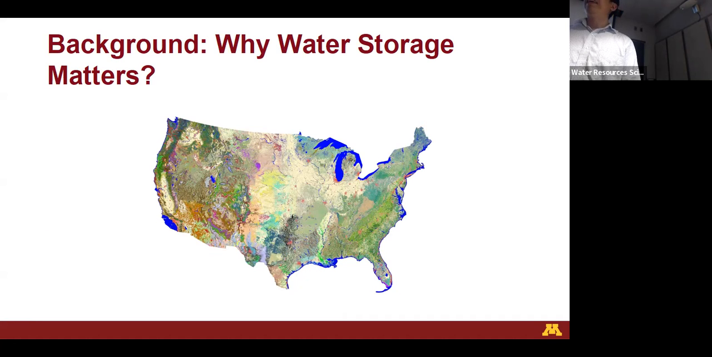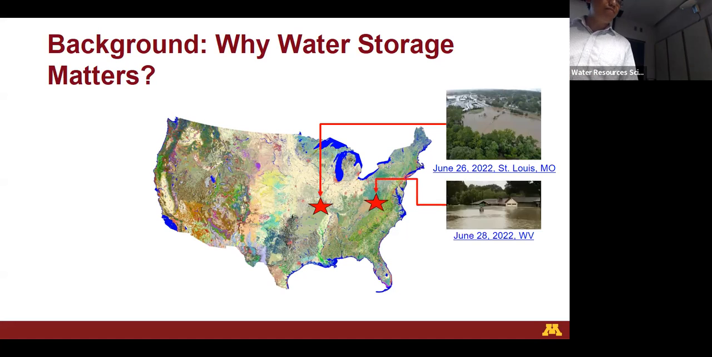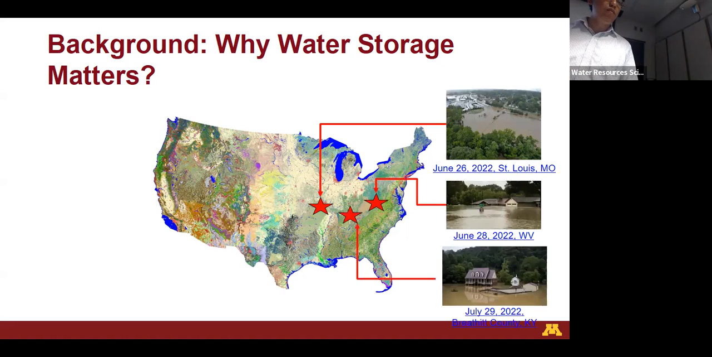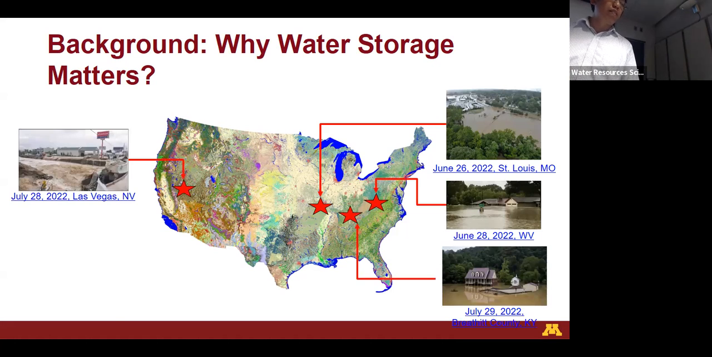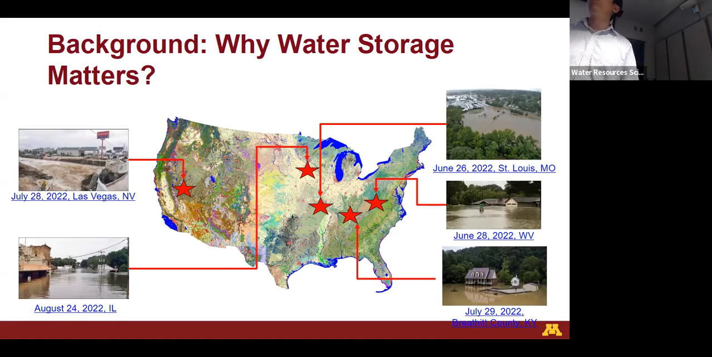From 1980 to 2022, there have already been 36 flood events whose damage has exceeded $1 billion. Just this summer alone, we already have different floods across the United States, including Missouri, West Virginia, Kentucky, Nevada, Illinois. Also, we should include Texas, Arizona and California, just to name a few.